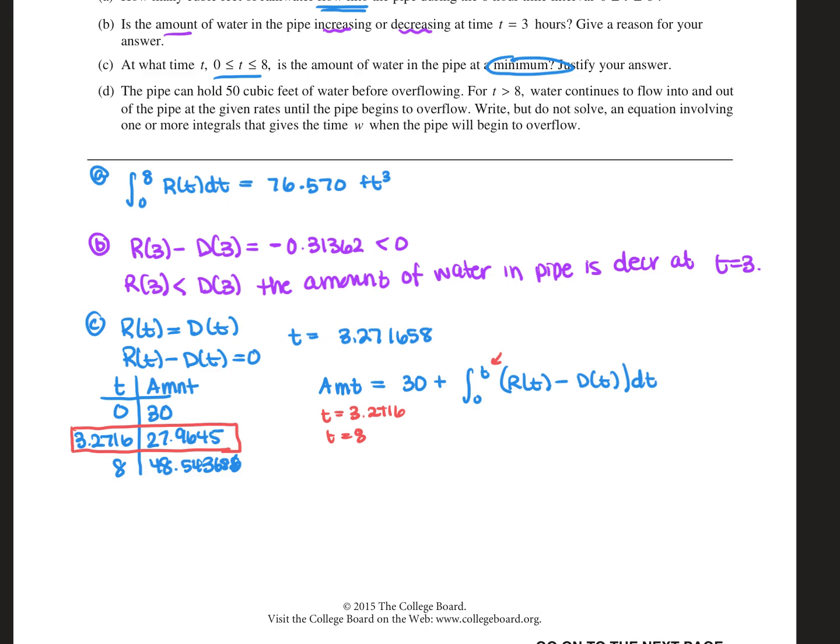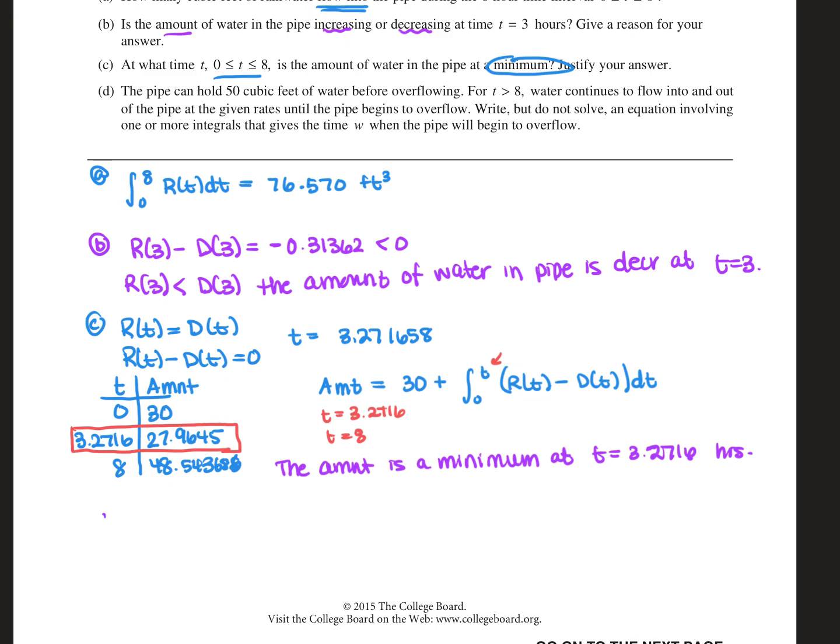So the amount of water is a minimum at that time, t equals 3.2716, and this, of course, was in hours.